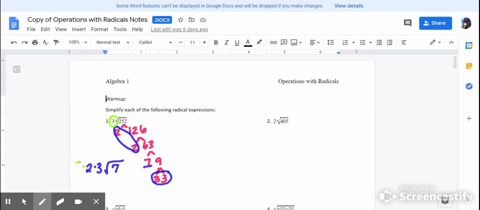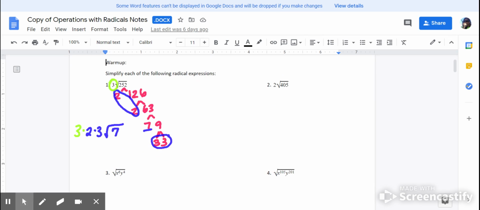It stays there. And remember, when I have these types of problems and I'm factoring, the whole point of factoring is that I am multiplying numbers to get to that. So any numbers where I have left over, whether it's on the inside or outside, I'm going to multiply to get to the answer. So 3 times 2 is 6. 6 times 3 is 18. So my final answer for 3 on the square root of 252 simplified is 18 on the square root of 7.